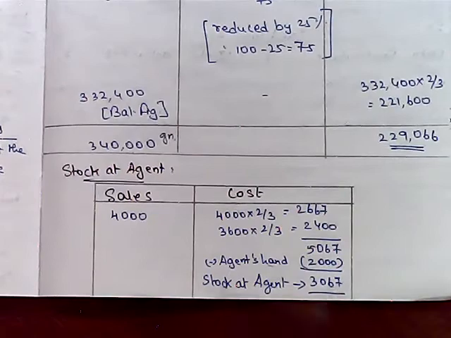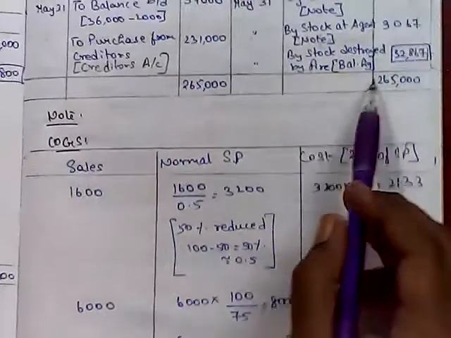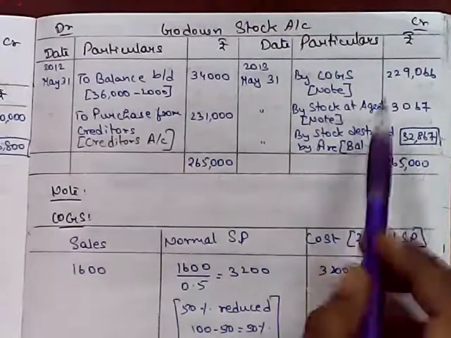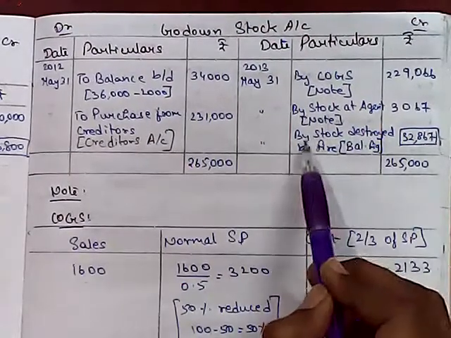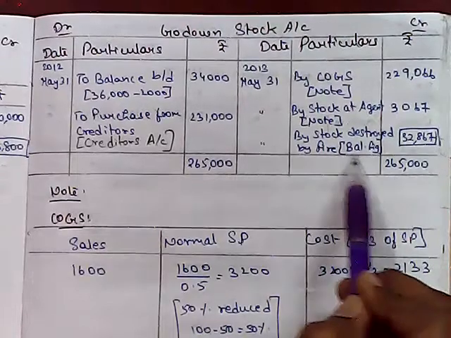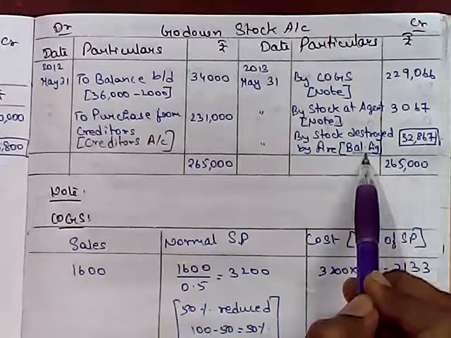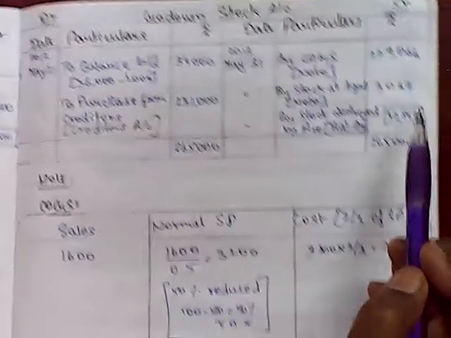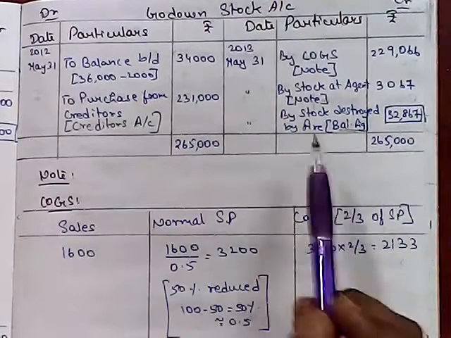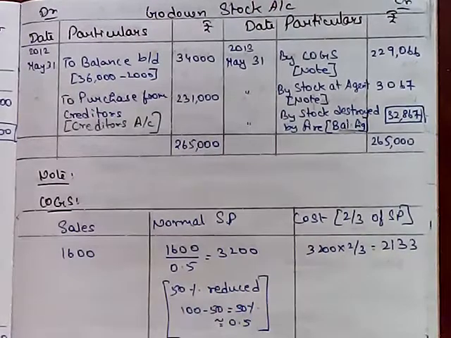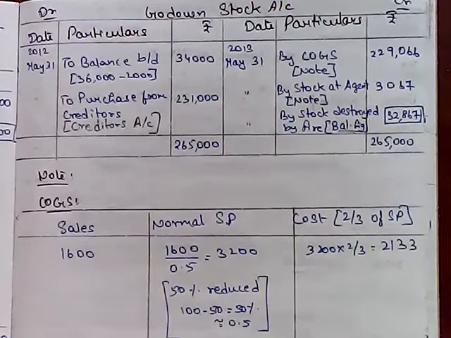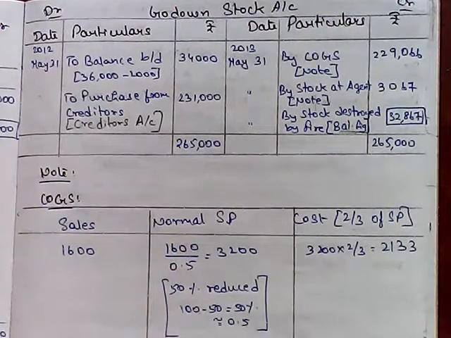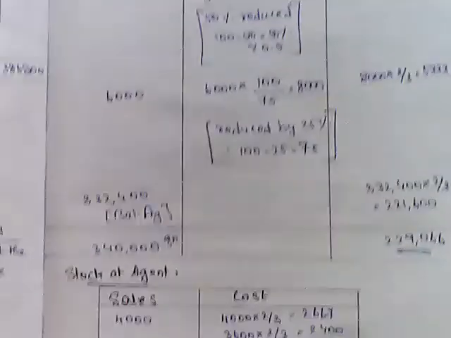This 3,067 will be taken to the godown stock account here, 3,067. Now the balancing figure is called the stock destroyed by fire, which we got as 32,867. Please understand, in the question they have not given you the value of stock destroyed in fire. So that is why we are making all these calculations. This is a different kind of problem, and this is also an important problem.